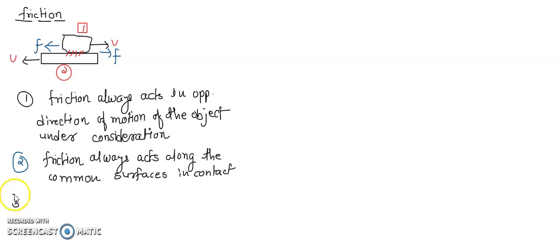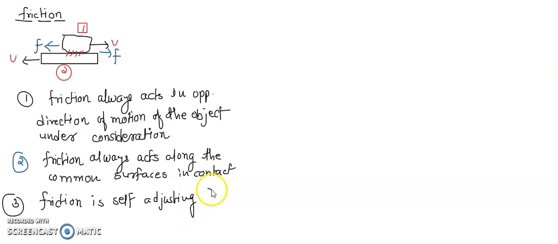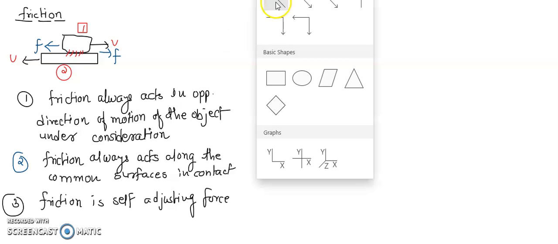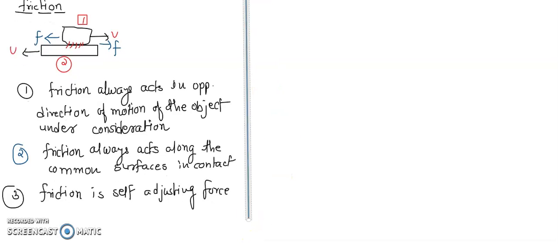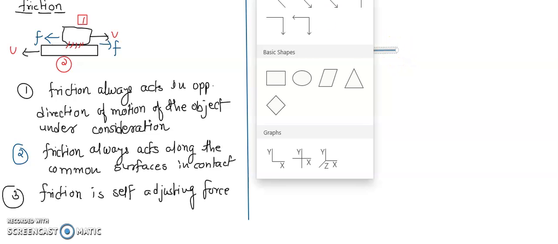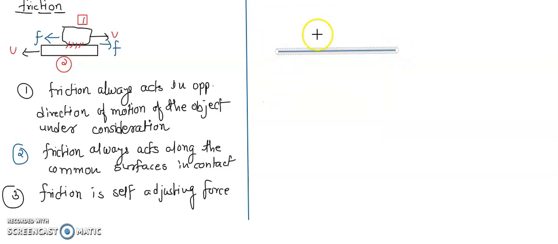Now the third point, which is very, very important: friction is a self-adjusting force. What is meant by that? I'm giving you an example. Suppose one surface is given here, and on that surface one block is lying.